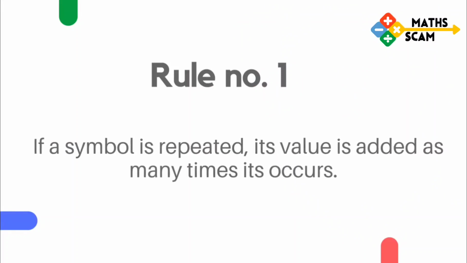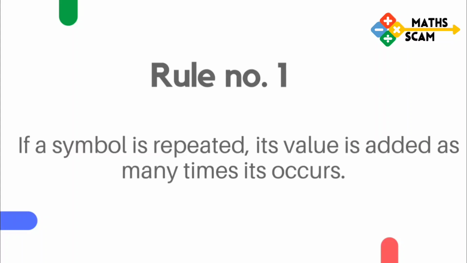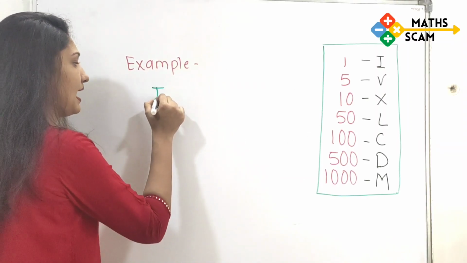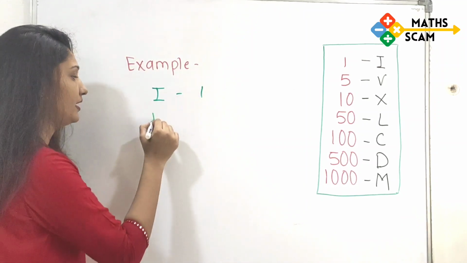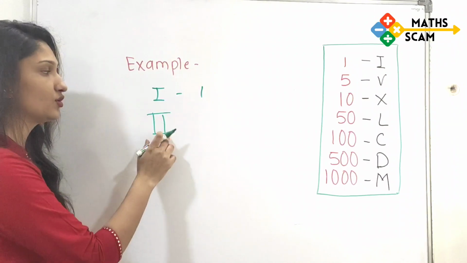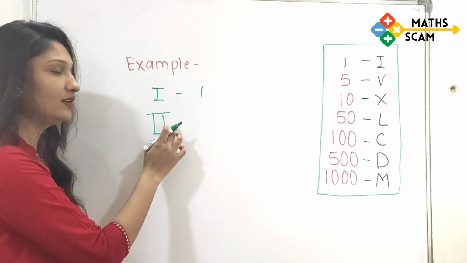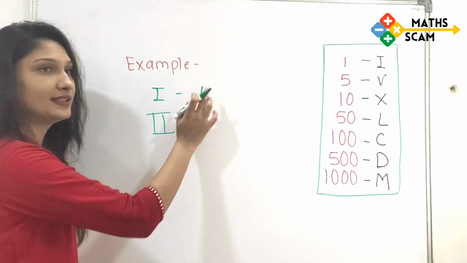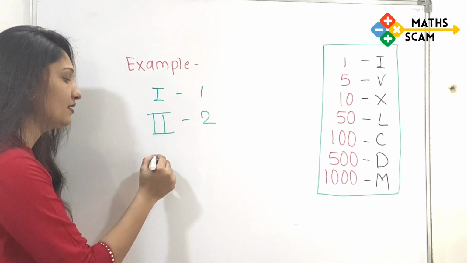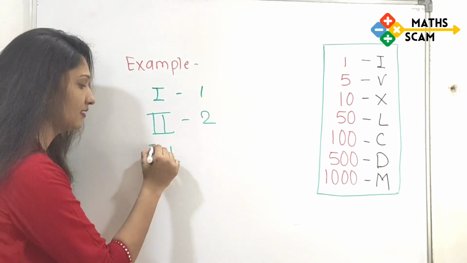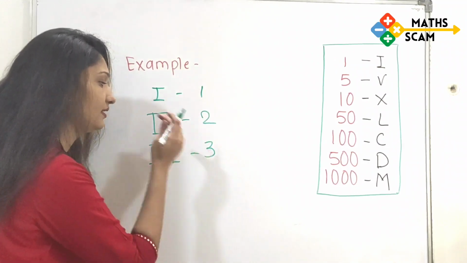Rule number 1. If a symbol is repeated, its value is added as many times as it occurs. For example, we write I for 1. If we write 2, it is double I. So how many I are added here? 1, 1. So 1 plus 1, 2. If you add 1 more I, then it will become 2 plus 1, 3.